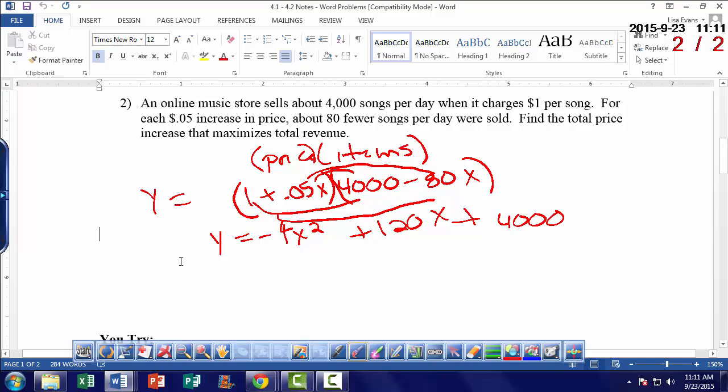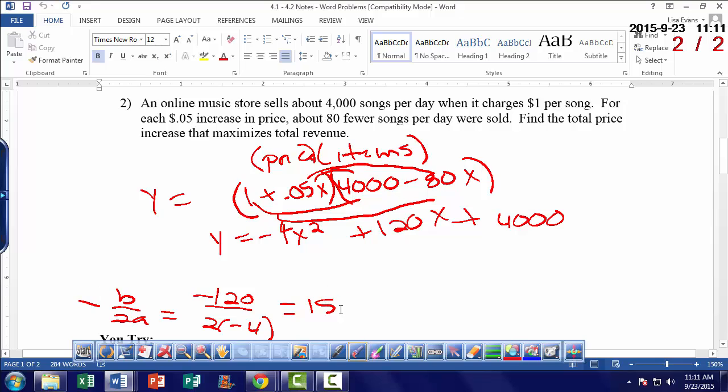Now, here is my quadratic equation. It says find the total price increase that maximizes total revenue. Same kind of question we just had above. So I'm going to go ahead and do our negative b over 2a. When I do that, I get negative 120 over 2 times negative 4. I'm going to get 15.